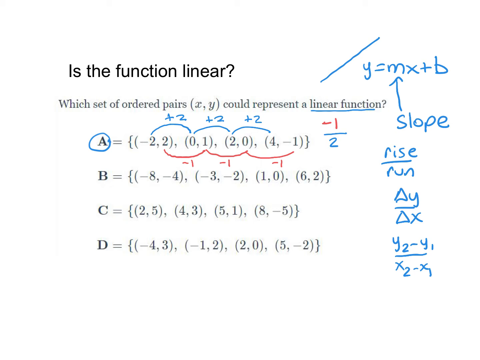So let's look at choice C. So we'll do the same thing with our reds and our blues. So from 2 to 4, plus 2. From 4 to 5, plus 1. 5 to 8, plus 3. That does not immediately rule it out. It could turn out to be a constant rate of change, so don't stop there.